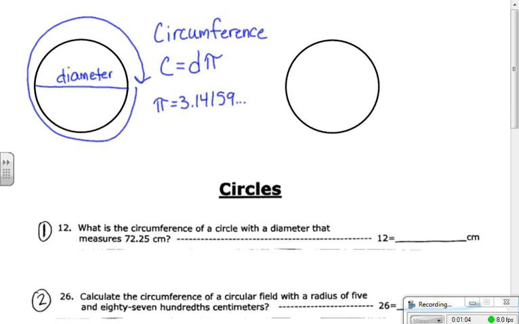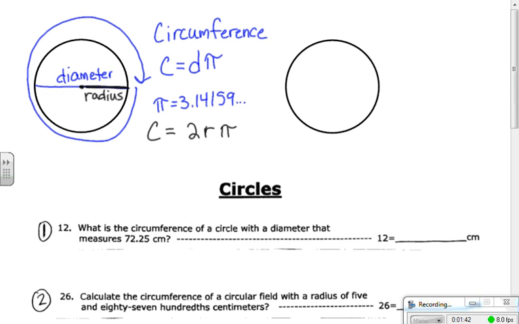Now, if you're not given the diameter, if you're just given halfway across your circle, the distance from the middle of your circle to the edge is what we call the radius. The radius is half the diameter of your circle. And so another way you can write the circumference is to multiply 2 times the radius, which is the same as your diameter, and multiply that times pi. So either way, you can find the distance around your entire circle.